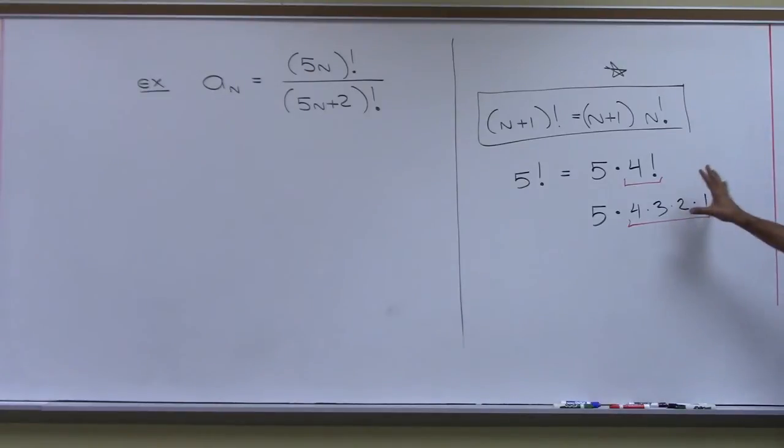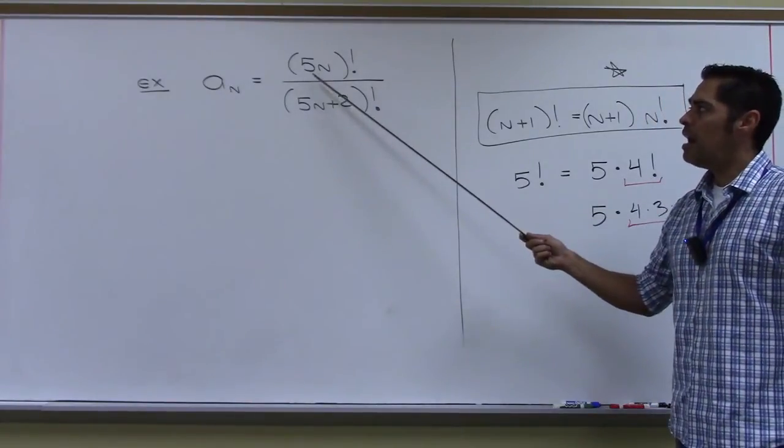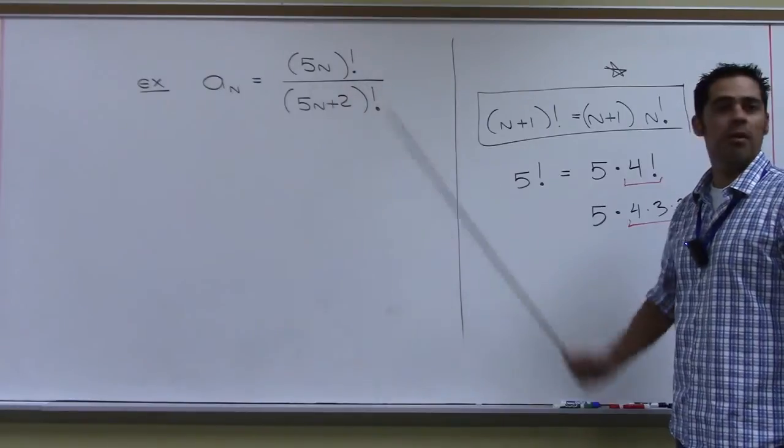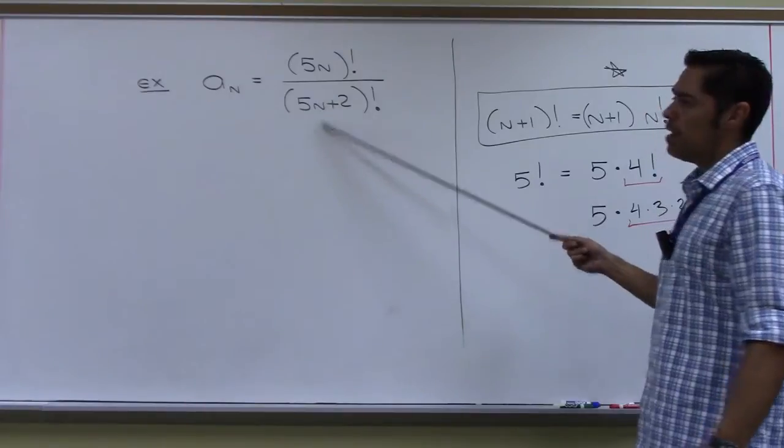Okay, so with this in mind, let's see if we can handle this. First of all, what's the top headed to? What's 5 times a big number factorial? Big number, right? So it's going to infinity. This one on the bottom, same thing, right?